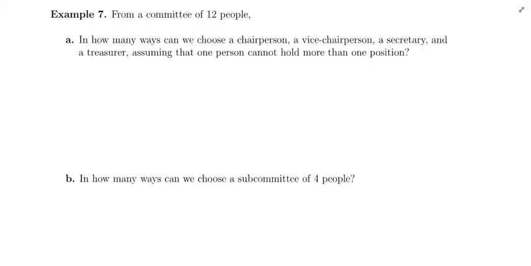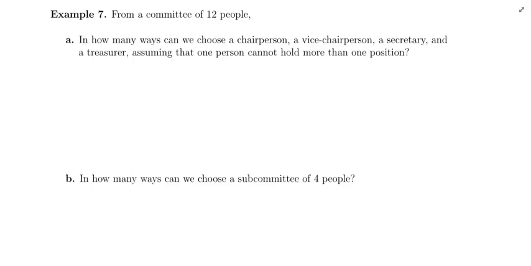Example 7. From a committee of 12 people, in how many ways can we choose a chairperson, a vice chairperson, a secretary, and a treasurer, assuming that one person cannot hold more than one position? All right, so what's going on here is you have a committee of 12 people, and we're trying to put people in designated positions. So we need a chairperson, a vice chair, a secretary, and a treasurer. So there are 4 positions there.